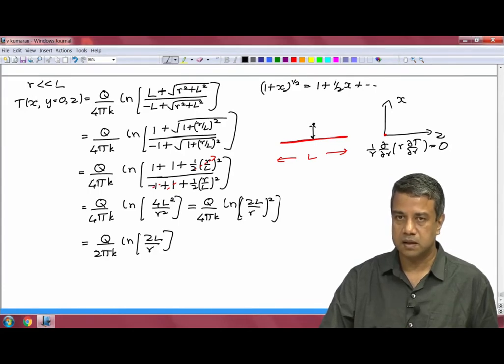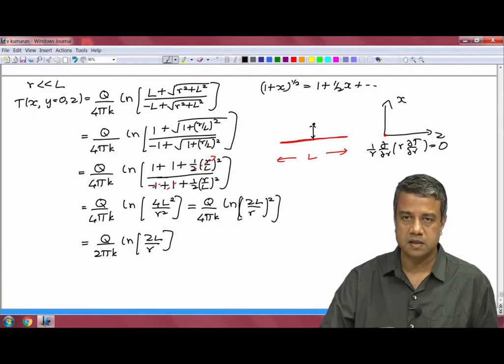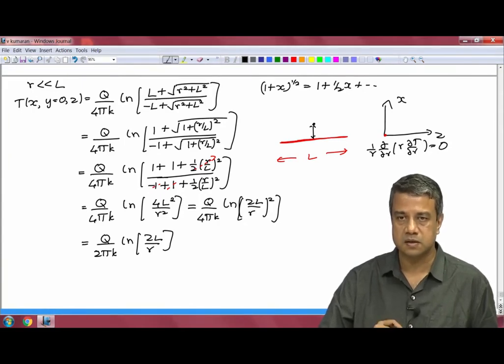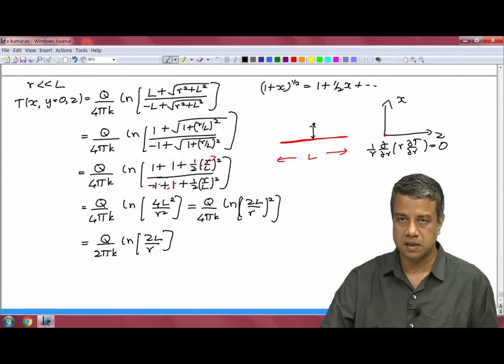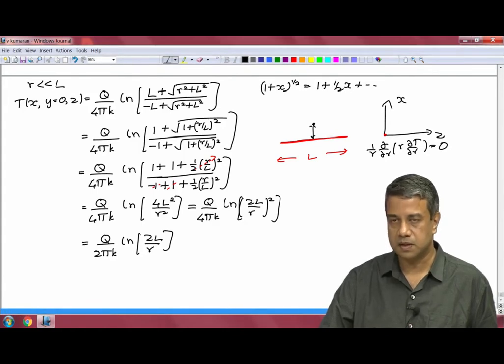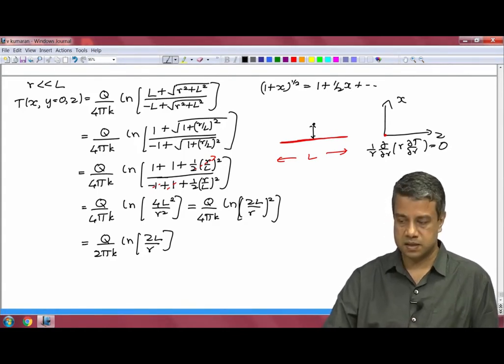The general solution that we got correctly converges to the limiting cases, both when the distance is much larger than the length of the wire, so that it should appear as a point source in 3 dimensions, as well as when the distance is much smaller than the length of the wire, so that it should appear as a point source in 2 dimensions. So, these are the 2 limiting cases.